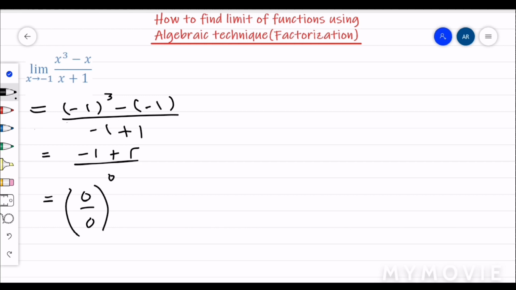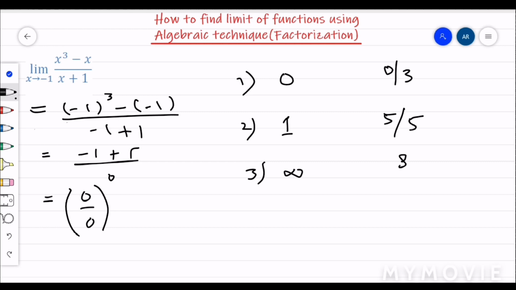Now there are three possible answers for this expression. First of all, it can be 0. Secondly, it can be positive 1, and thirdly, it can also be positive infinity. Why am I saying so? Because in fractions, whenever we have 0 divided by any number, we always get 0. Whenever we have two same numbers in the numerator and denominator, they cancel each other and we get positive 1. And whenever we have any number divided by 0, we get positive infinity.